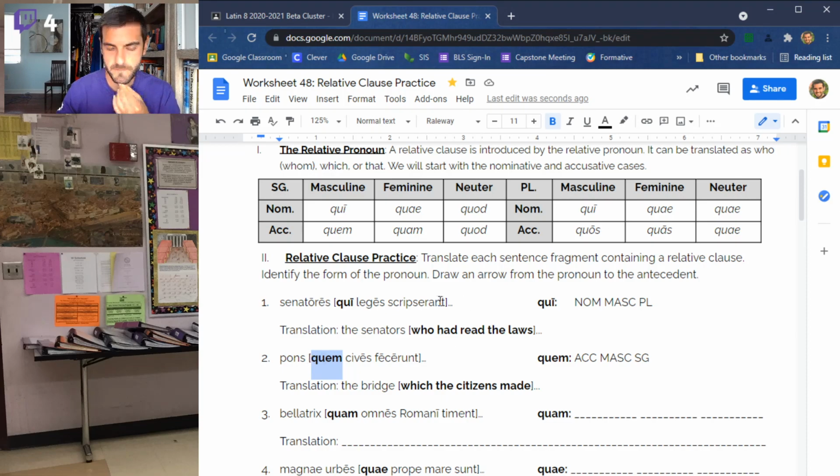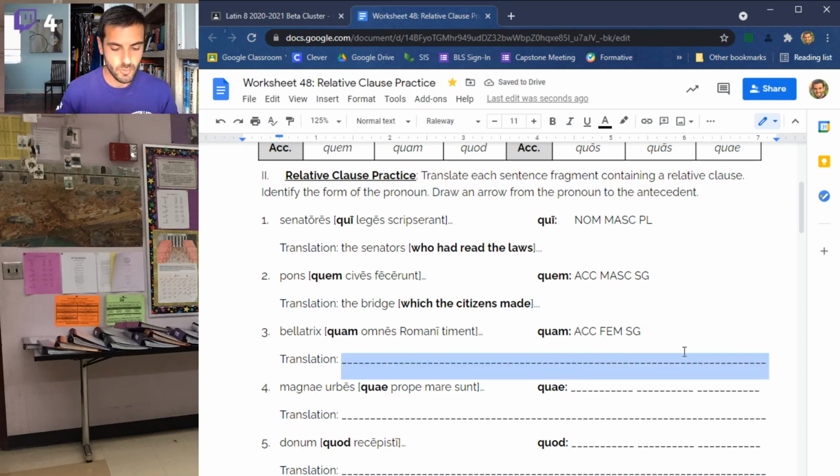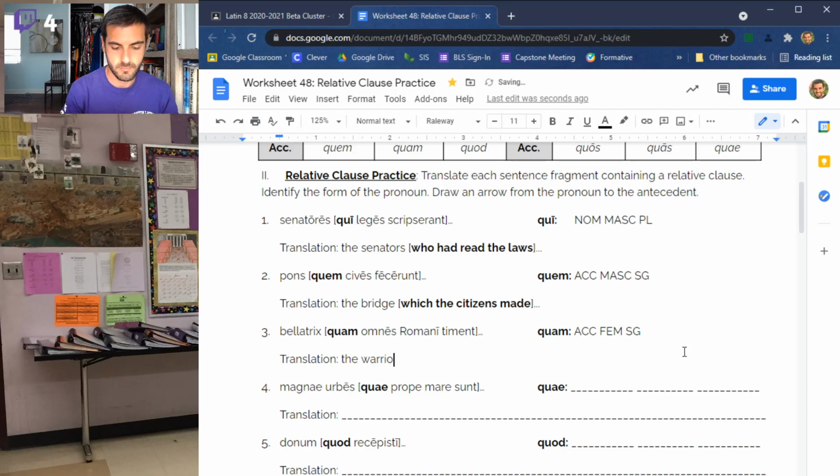Okay. Bellatrix. Now, quam, a bellatrix is a warrior, by the way, a lady warrior. Quam, just by looking at that form, it's definitely accusative, it's definitely feminine, it's definitely singular, right? That's just knowing my endings. So the warrior, now I know it's going to be whom before I even think about translating. I know it's going to be whom because it's quam, right? It has an M on it.